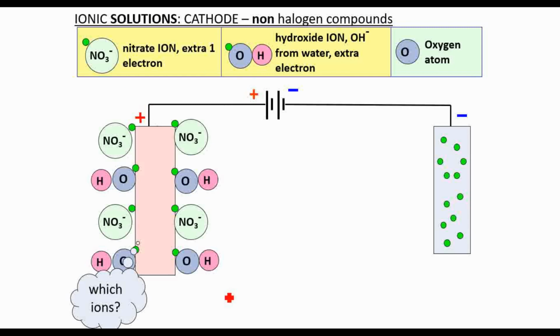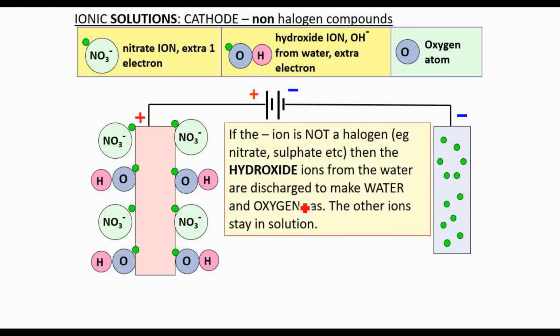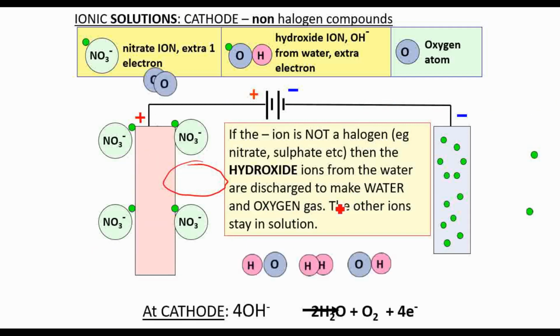So let's see, which one are we going to choose here? Now that we don't have a halogen, if you don't have a halogen, then we're going to choose hydroxide. All right, and hydroxide will always form water and oxygen gas, and this is the equation that you need to know. Okay, so just make sure that you remember this equation if you're forming hydroxide. So what you will see is bubbles being produced, and those bubbles would be oxygen gas.